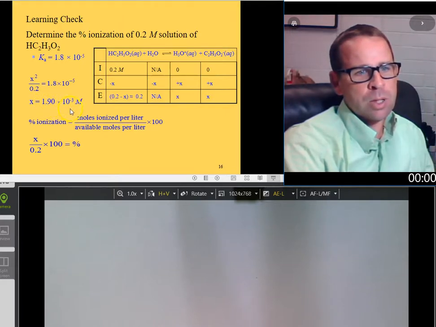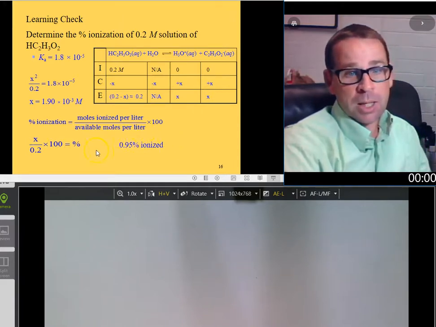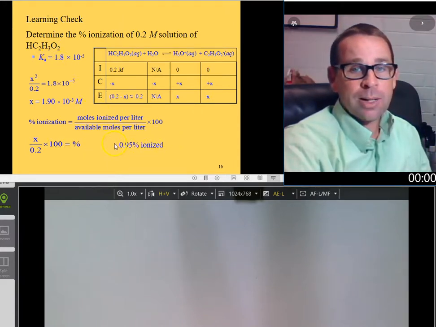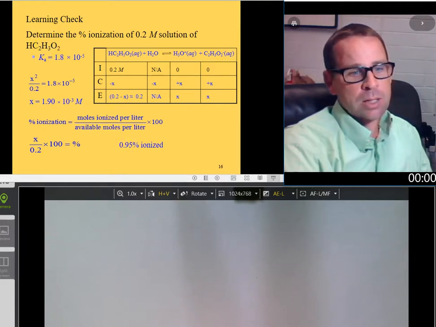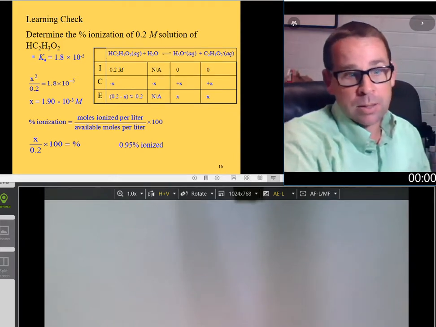times 10 to the minus 3 over 0.2 times 100, it'll give me my percent ionization, my X over my 0.2 times 100. And that's the percent ionization that actually occurred. So less than 1% actually ionized for this solution of acetic acid. And that's interesting because acetic acid is actually a relatively strong weak acid.